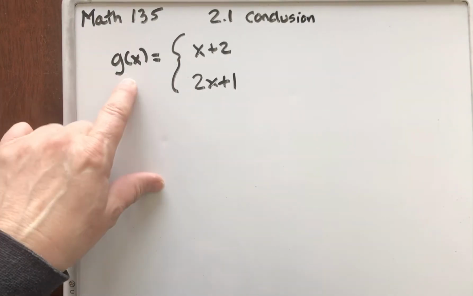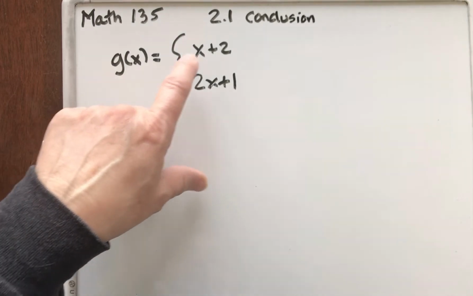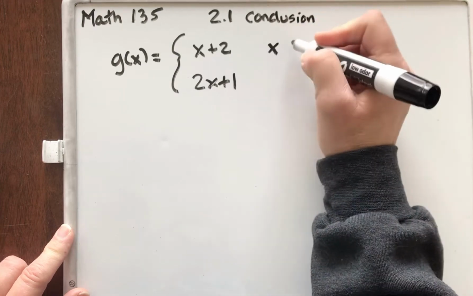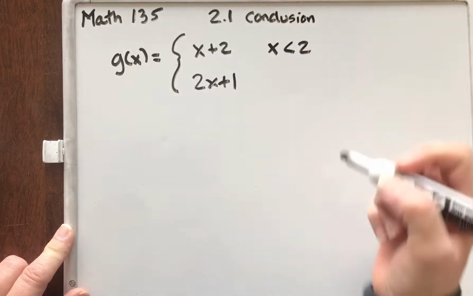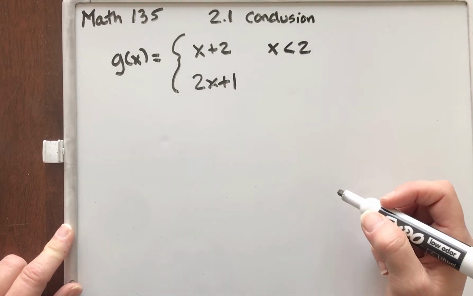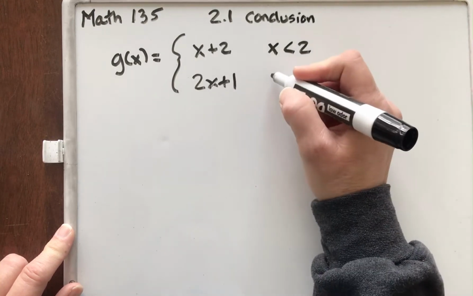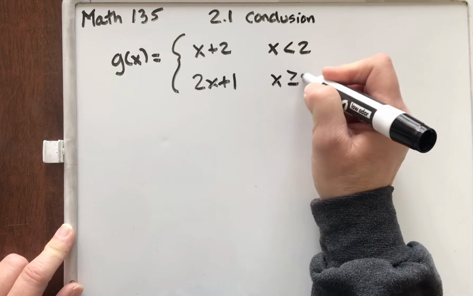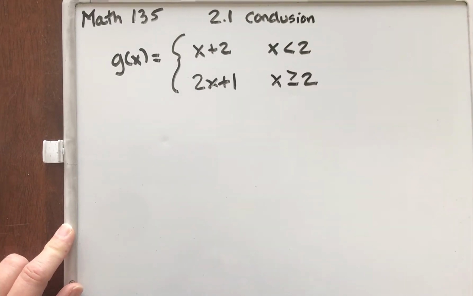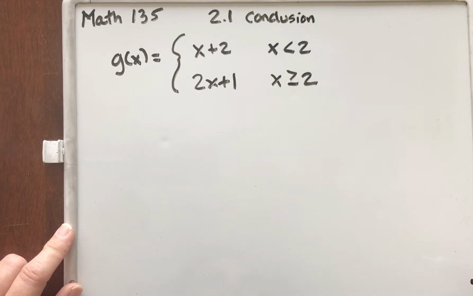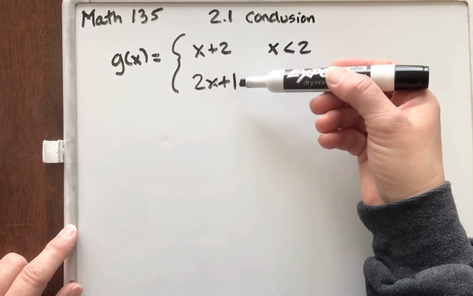Okay, so let's go ahead and look at g of x equals x plus 2 for when x is less than 2. Then we're going to say g of x equals 2x plus 1 for all x greater than or equal to 2. So we have less than 2, greater than or equal to 2. Notice these are equations of lines.